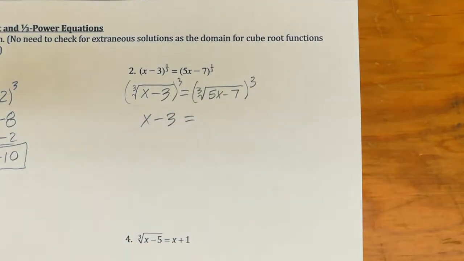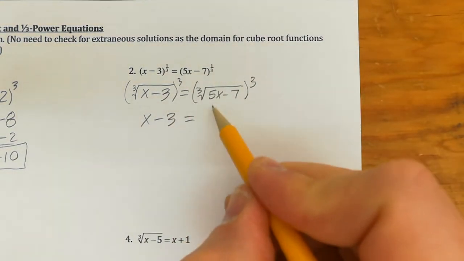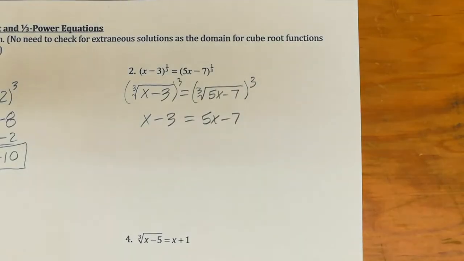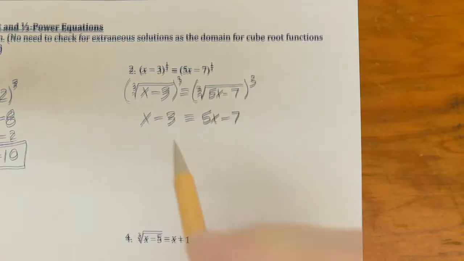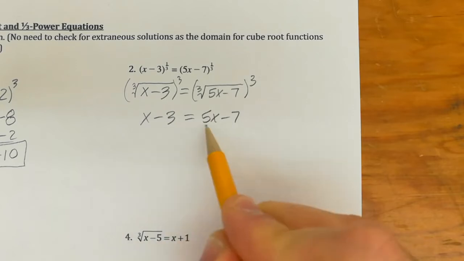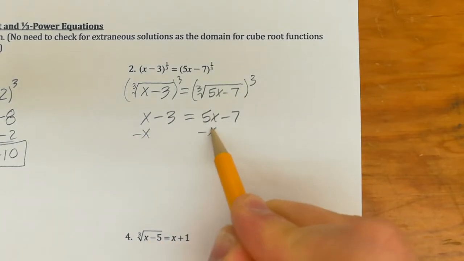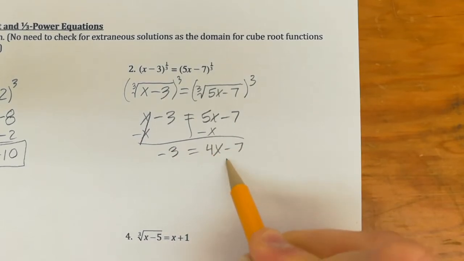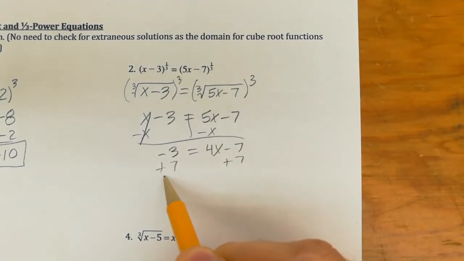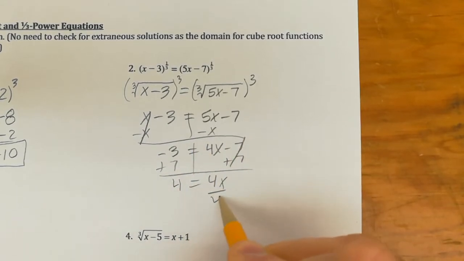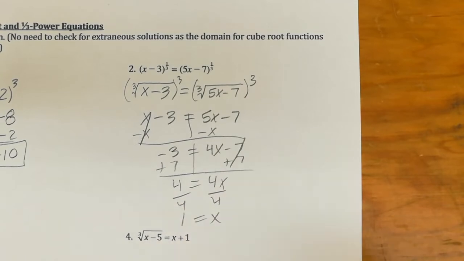All right, so we're going to get x minus 3 and then 5x minus 7 here. I was able just to cube at that point because we had 2 cube roots, but they were both just by themselves on each side. Just have a linear equation now, so we just have to get x by itself. So I'm going to go ahead and take x from both sides first. -3 equals 4x minus 7. Add 7 to both sides. We get 4 equals 4x, and then divide by 4. So 1 equals x.